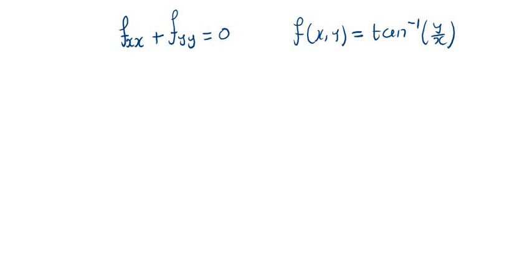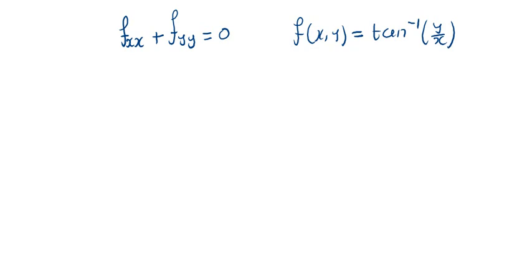Hi. So what we are basically trying to do right here is to verify that the second partial derivative with respect to x plus the second partial derivative with respect to y is equal to 0 for the function f of x,y that is given as tan inverse of y over x.